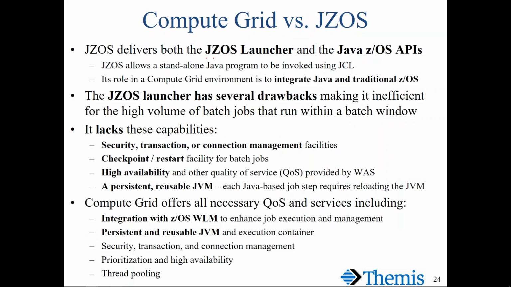All right, so again, the JZOS launcher and the JZOS APIs are both part of the JZOS environment. But as far as the role in Compute Grid, it's the JZOS APIs that allow Java to talk to mainframe resources. On the launcher side, these capabilities are lacking from all the technologies that preceded the Compute Grid offering from IBM. Security, transaction, connection facilities, checkpoint restart, high availability that WAS provides, all of that, persistent reusable JVM, as we mentioned earlier, are capabilities that the JZOS launcher does not supply, that Compute Grid does to provide the kinds of quality of service needs that modern enterprise applications require.